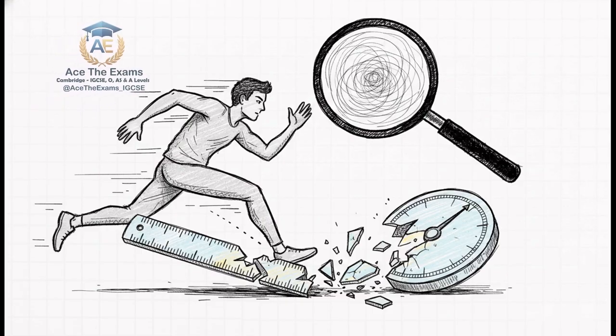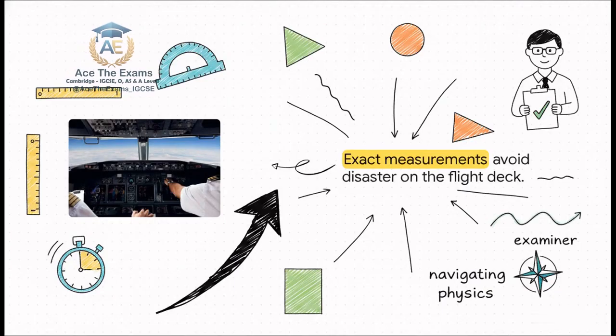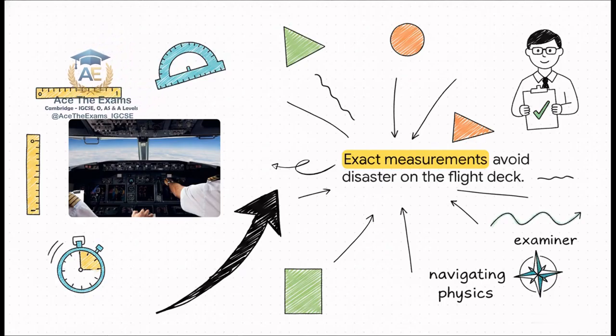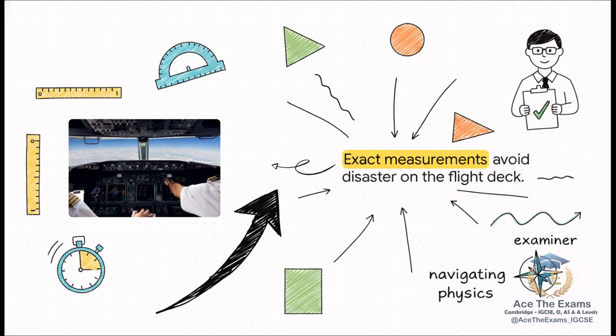To put this into perspective, take a look at this, an aircraft flight deck. It's packed with analog and digital instruments. Now, just like a pilot relies on exact, unit-specific measurements from these dials to avoid a complete disaster in the sky, your Cambridge examiner demands that exact same level of precision from you. You absolutely cannot afford to be vague when navigating physics. If you want those method marks, you have to treat your exam paper like it's a flight console.